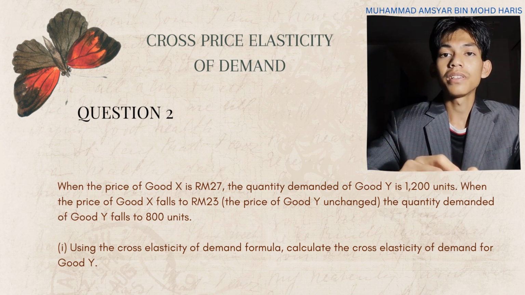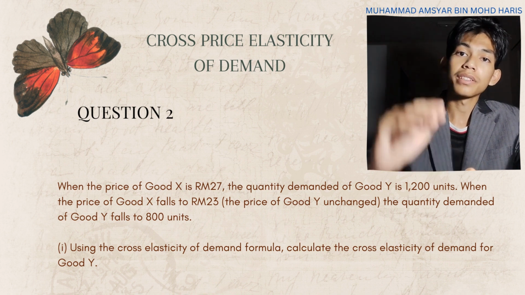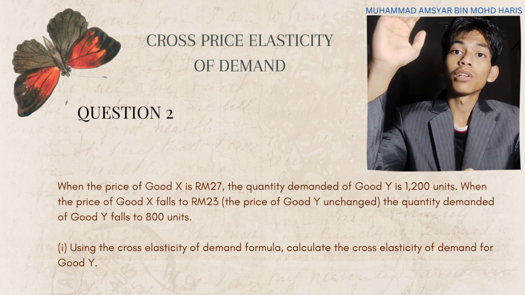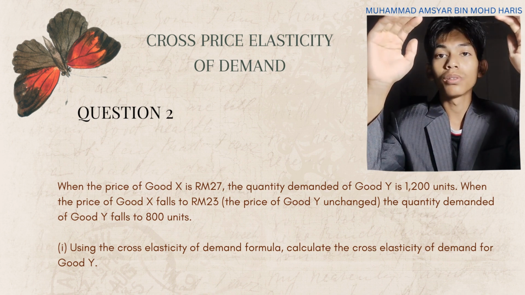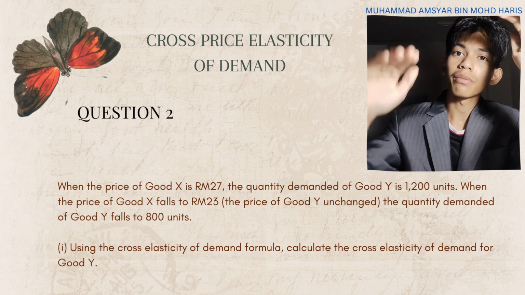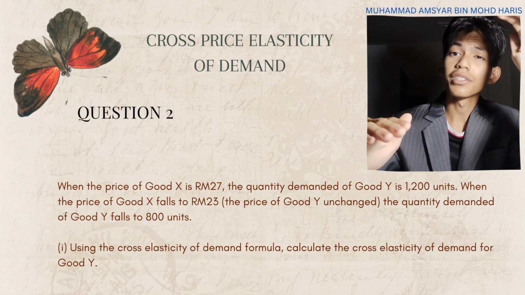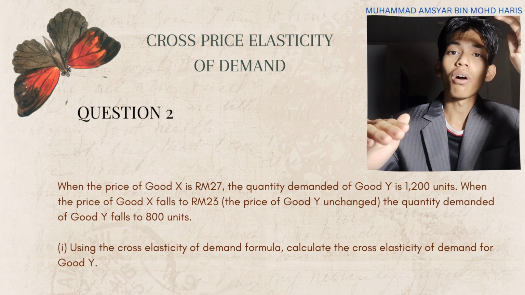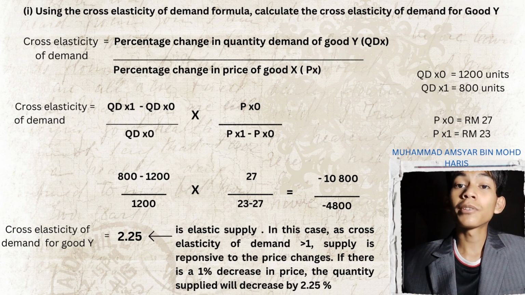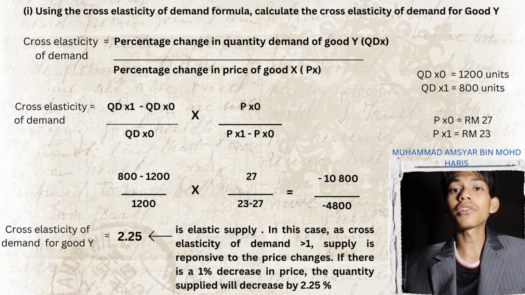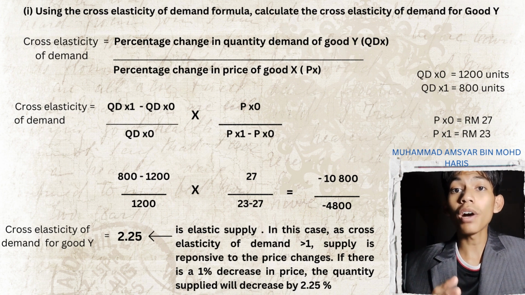Today, I will answer question number 2, cross price elasticity of demand. The data given is when the price of good X is RM27, the quantity demanded of good Y is 1,200 units. When the price of good X falls to RM25, with the price of good Y unchanged, the quantity demanded of good Y falls to 800 units. Question 2, Roman 1: using the cross elasticity of demand formula, calculate the cross elasticity of demand for good Y.